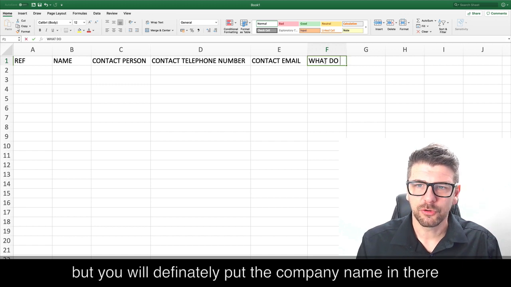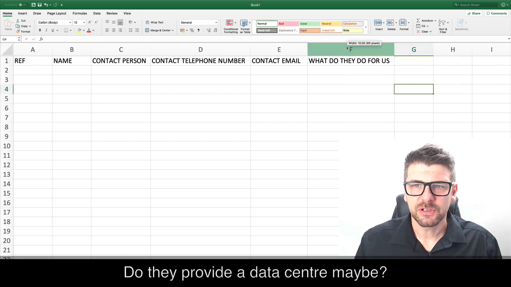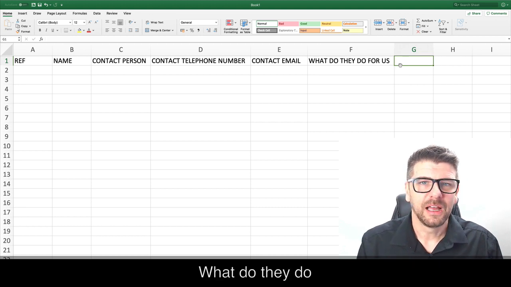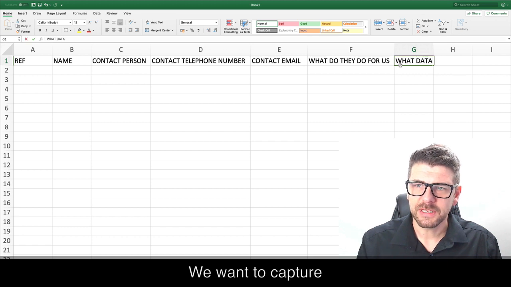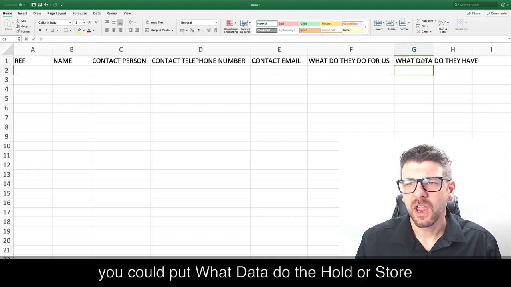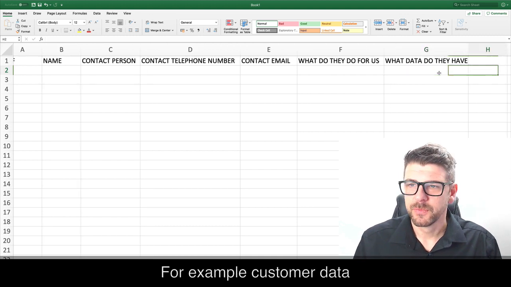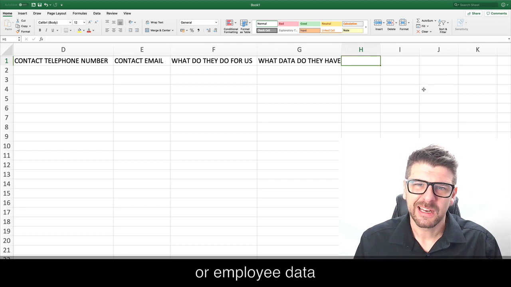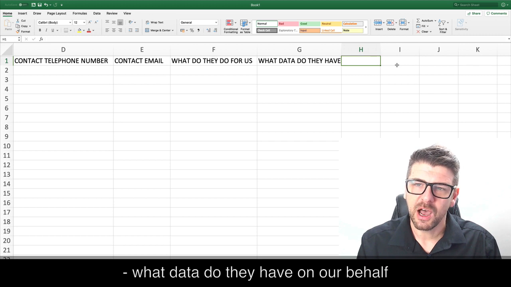Then we're going to want to know what do they do for us. So what does the third party do? Do they provide a data center? Do they provide cleaning services? Are they our landlord? So what does that third party do? We're going to want to capture what data do they have. So you can put what data do they hold, what data do they store, but what data do they have? What data do we share with them? So we're going to put in here things like, is it customer data? Is it employee data, analytics data? But you want to get a good understanding of what kind of data they're holding on our behalf.